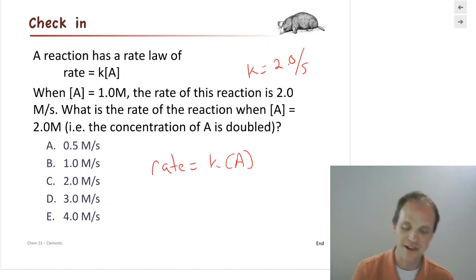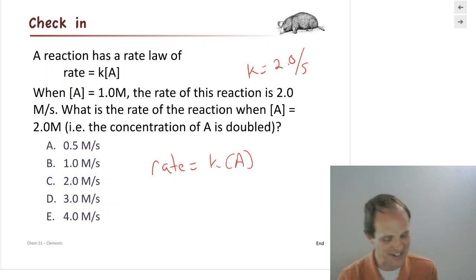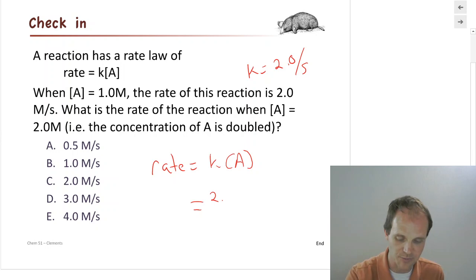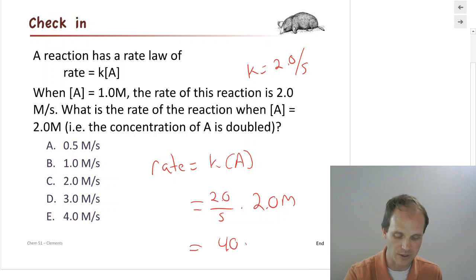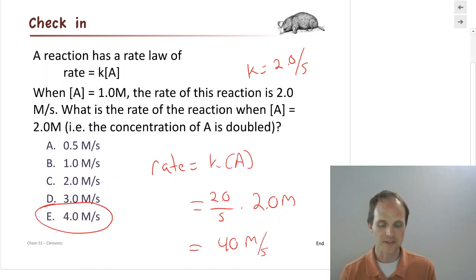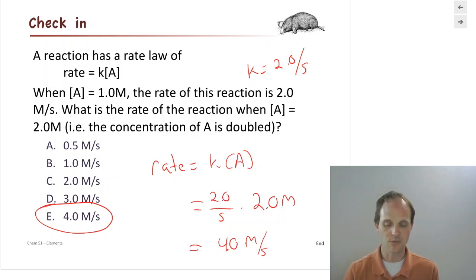Okay, so now you can say the rate equals K times the concentration of A. We can plug in. We know that K is 2.0 per second, and we know that the concentration of A is 2.0 molar. And when you do that, you get 4.0 molar per second, and you get answer E down here. So what happened? When we doubled the concentration of A, we doubled the rate of reaction. And that makes sense, right?